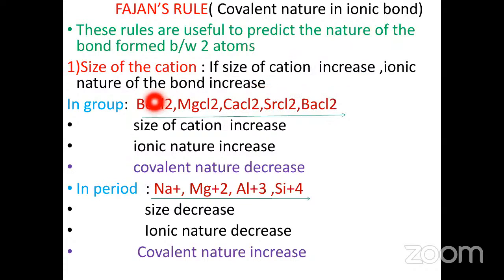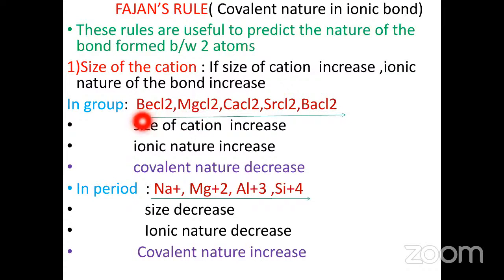Those are: size of the cation. If the size of the cation increases, then the ionic nature of the bond also increases. In a group from top to bottom, if you observe these examples, that is beryllium chloride, magnesium chloride, calcium chloride, strontium chloride, and barium chloride, all of them have +2 charges.